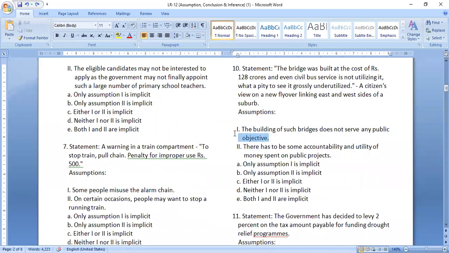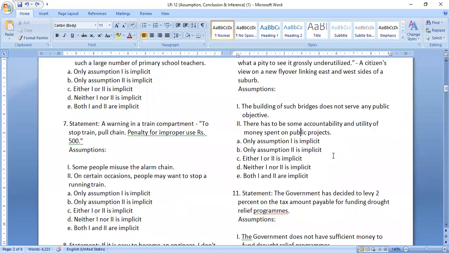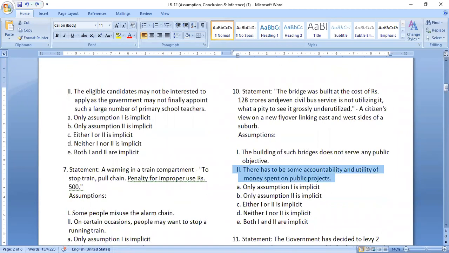No, sir. It's only B. There has to be some accountability. Yeah, I think that's quite easy, right? So there has to be some accountability and utility of money spent. So that's what this person is trying to say. So the building of such bridges does not serve any public purpose.